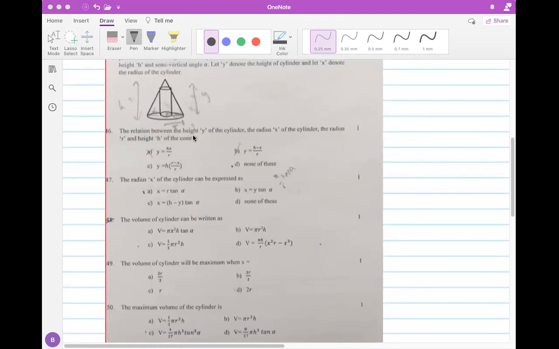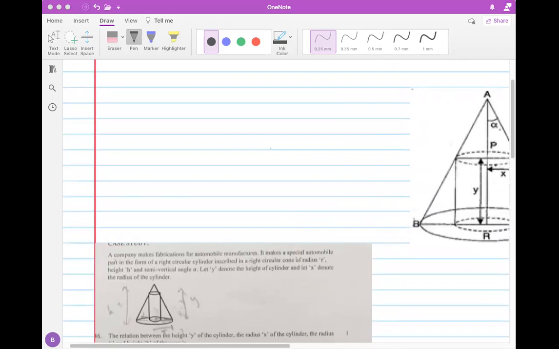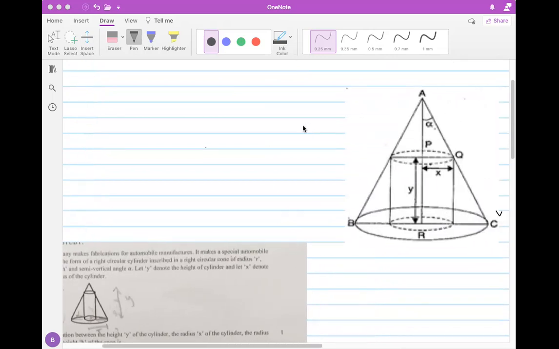So the first question is the relation between the height y and the radius x of the cylinder, and the radius r and height h of the cone. Actually, we need to maximize the volume of the cylinder. But in the exercise it's given: show that the height of the cylinder of the greatest volume which can be inscribed in a right circular cone of height h having semi-vertical angle alpha. We have to prove it in question number 18. And it is quite easy also.